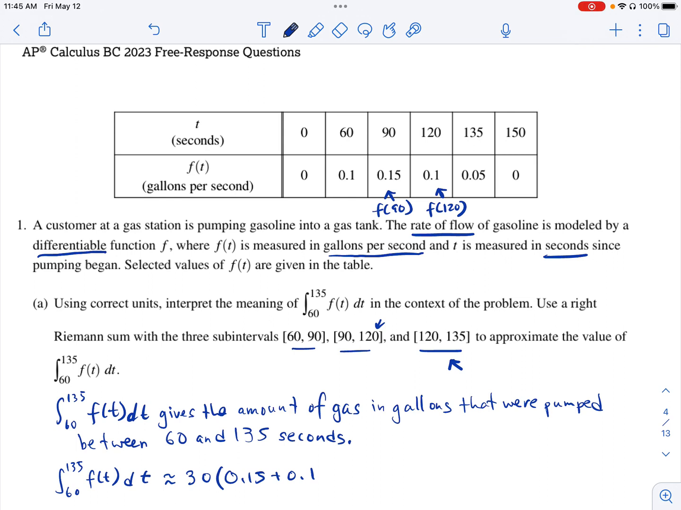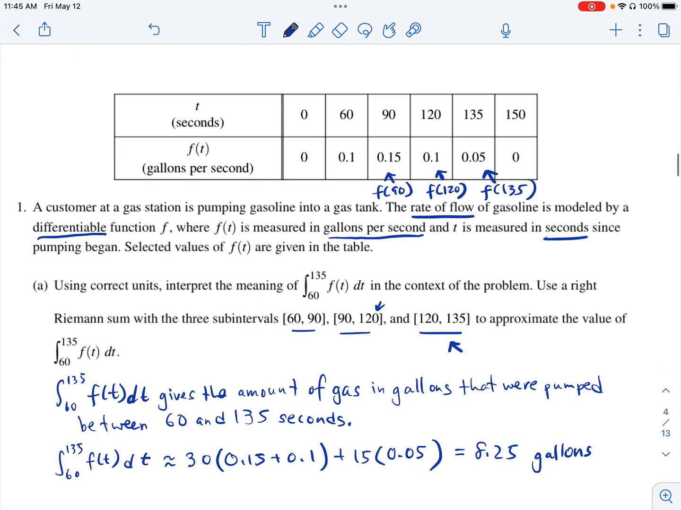And now if all the subintervals had the same width, we could then just move on and continue to add the next one. But since the third subinterval actually only has a width of 15, we're going to say 15. We then want to find the height at 135 of that rectangle, which is going to give us f of 135, which is going to be 0.05. If you punch that into your calculator, you get 8.25. And again, what does that number represent? That is the amount of gas in gallons that were pumped from 60 to 135 seconds.